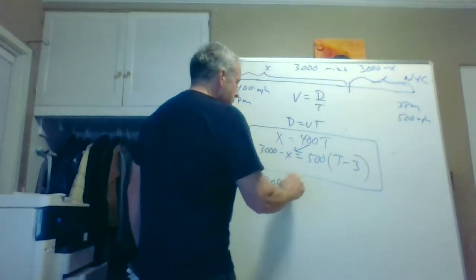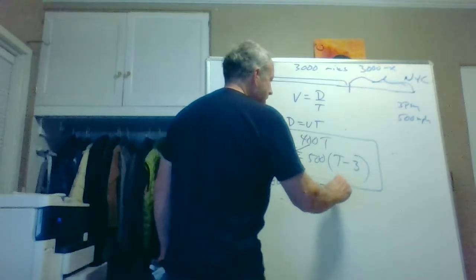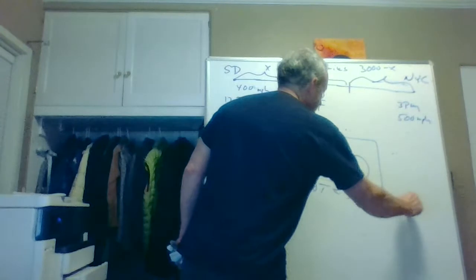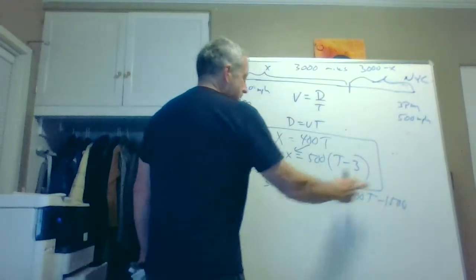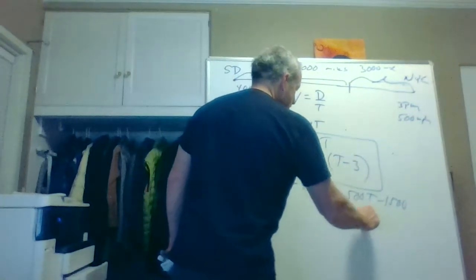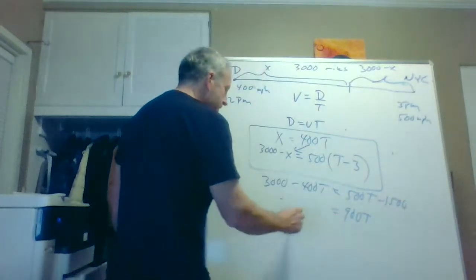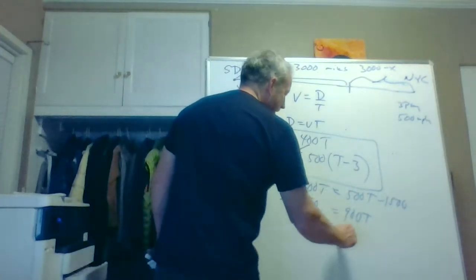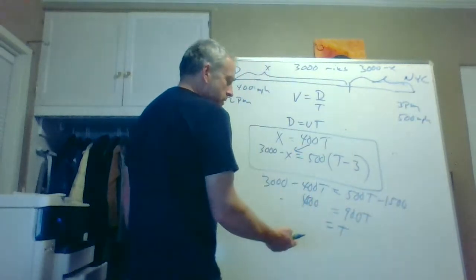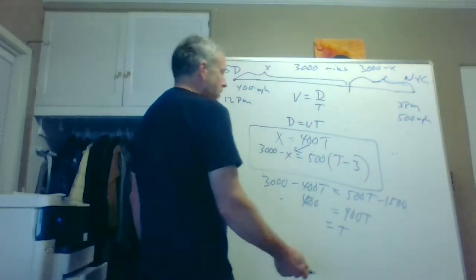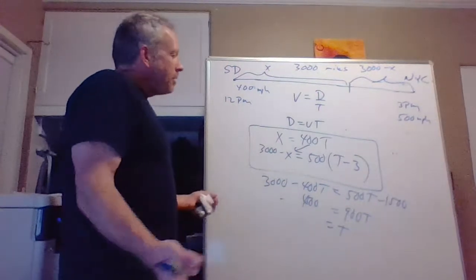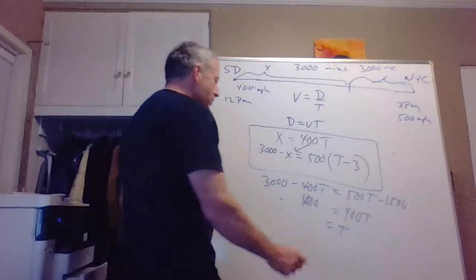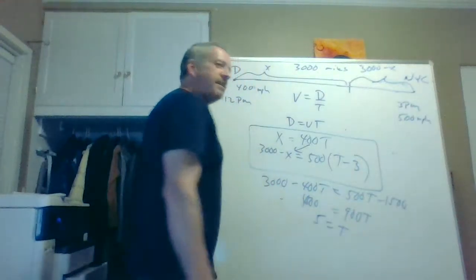So 3,000 minus 400t. Let's go ahead and do the distributive rule. 500t minus 1,500. Let's get the t's on that side. That's your choice, of course. 900t. Let's add 1,500 to both sides. Yikes, 4,500. Let's divide both sides by 900. And look, I mean, this is coming out really nice. I didn't plan it to come out nice, but I guess I chose nice numbers. The fact that this is 5.